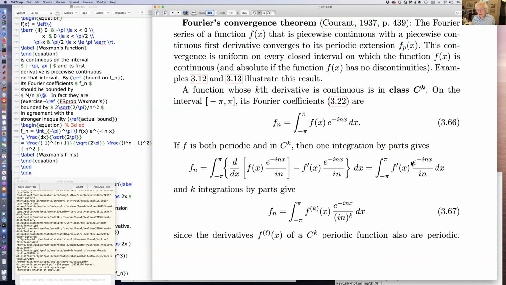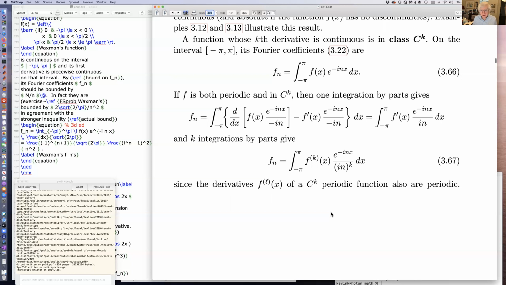And so you can say, if a function is periodic and in C^k, then f sub n, the nth coefficient, is not only the integral of the function, but it's also 1 over in times the nth coefficient of its derivative. And if you integrate by parts k times, you find that the nth coefficient is 1 over in to the kth power times the Fourier coefficient of its kth derivative. Or equivalently, it's the integral from minus pi to pi of e to the minus inx, times 1 over in to the kth, times the kth derivative.